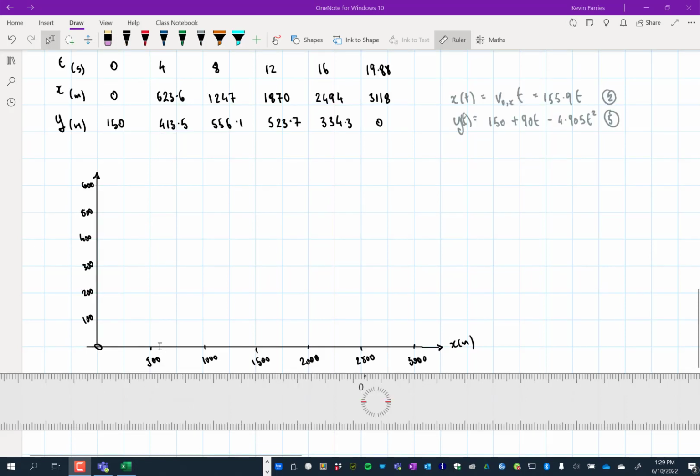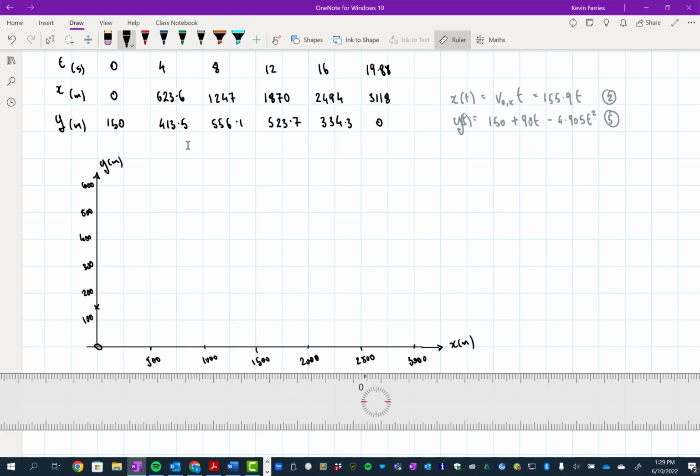Okay, so I've drawn up some axes. I'm just thinking about what I'm going to do next. I still haven't really finished them. So this is y, also in meters. So let's just start plotting some of these points. This is the x coordinate, y coordinate. So we're starting at 0 displacement, so this is at 0 seconds. It's going to have x coordinate 0, y coordinate 150.